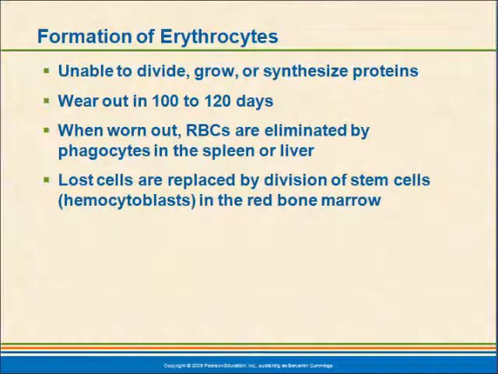Now, erythrocytes are unable on their own to divide, grow, or synthesize proteins, so they are not cellular. They wear out in about 100 to 120 days, and when they are worn out, they become leaky. And cells in the spleen or the liver pick up this leakiness and capture these cells and destroy them. They are replaced by stem cells within the red marrow of our bone, and you don't need to know hemocytoblasts, but know that there are stem cells that are producing additional red blood cells.